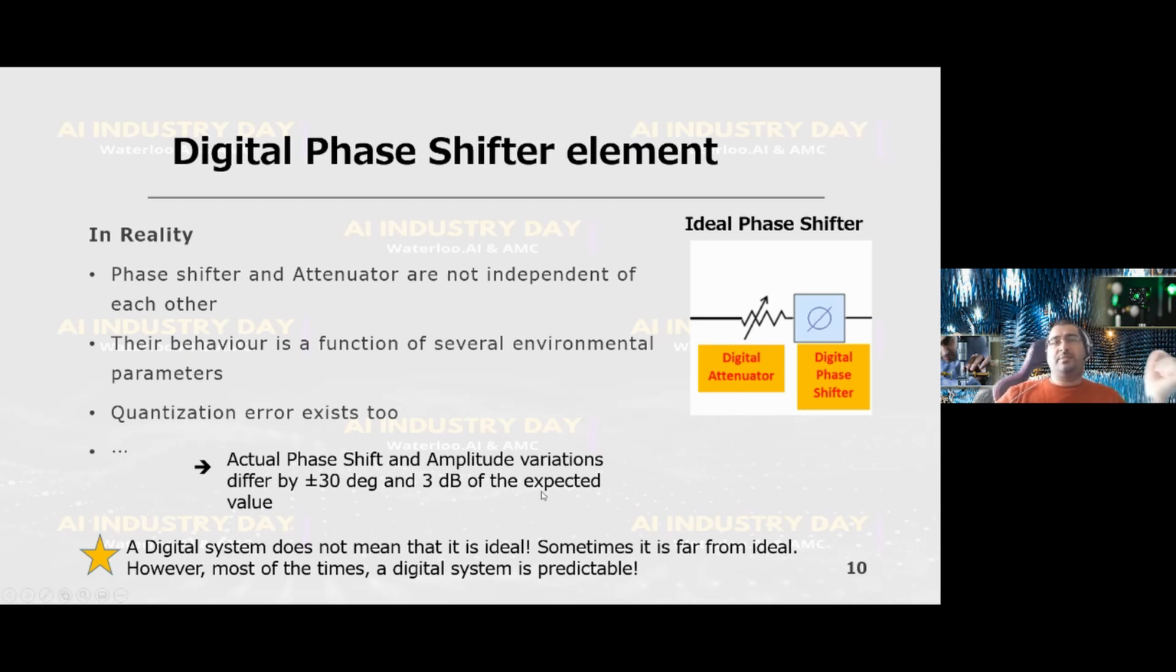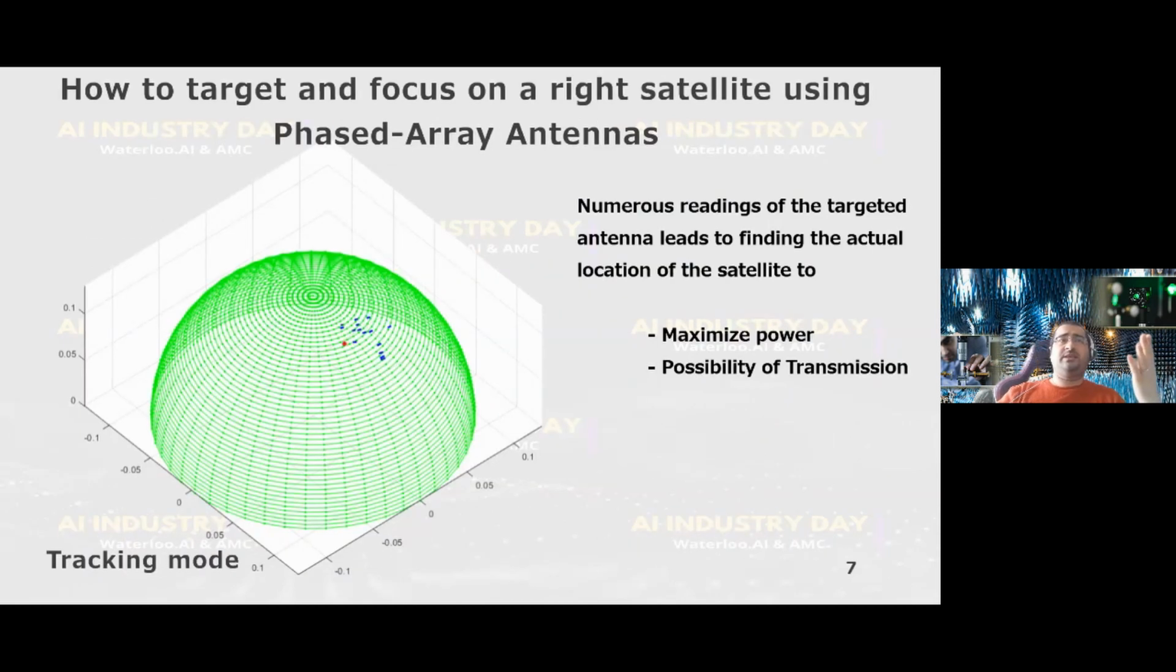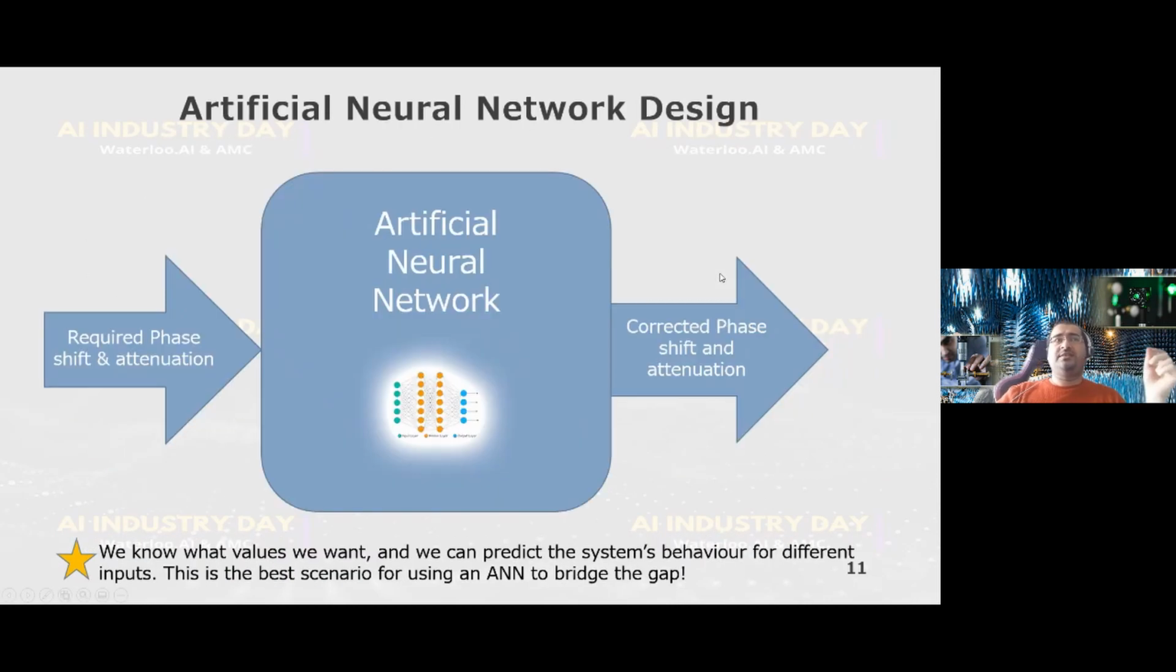However, a good thing about digital systems compared to analog systems, their predecessors, is that most of the time we can actually predict what the digital system is going to do. It's not ideal, but we can predict how it's going to react and what errors to expect. That's a good thing about digital systems. So in this case, to find the actual location of the satellite, we need to tell the system to go to a specific phase and use a specific phase and amplitude, and we know how the system works.